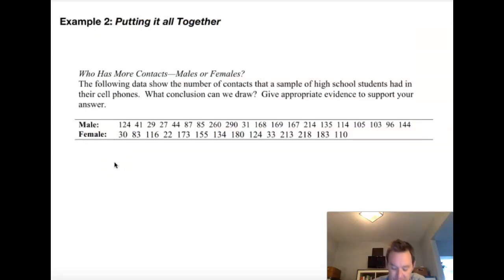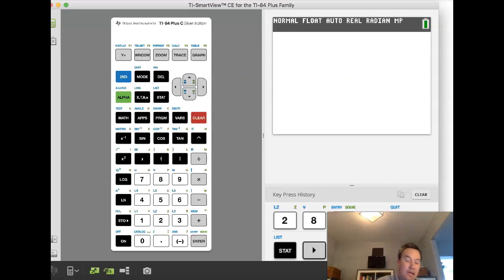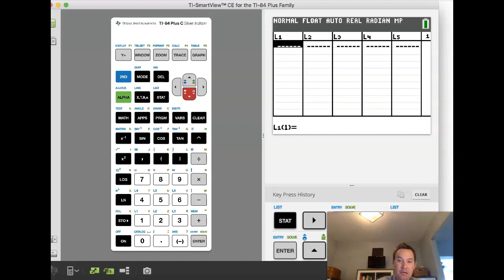All right, so let's do one more example together. Who has more contacts, males or females? The following data show the number of contacts that a sample of high school students has in their cell phones. What conclusions can we draw and give appropriate evidence to support your answer? So I'm going to go through this one. We're going to make two sets of data. I'll enter male in list 1 and female in list 2. And we can then run one variable stats on each, and we'll plot some parallel box plots to compare. All right, so in our calculator, I'm going to go stat, edit, clear out list 1. Here I'm going to put the male contacts.